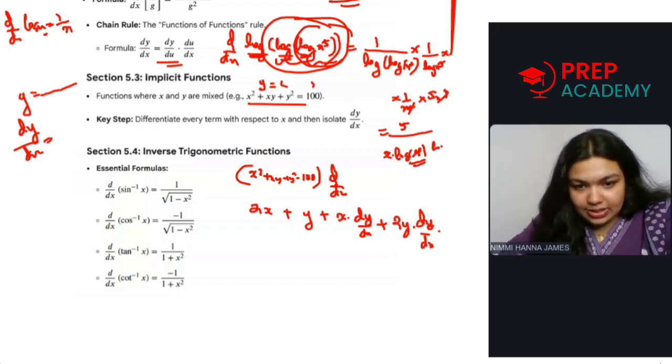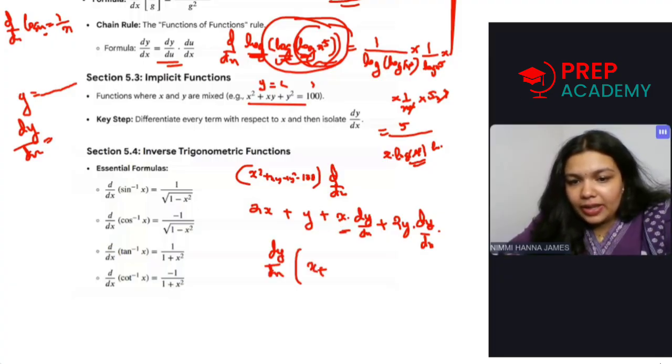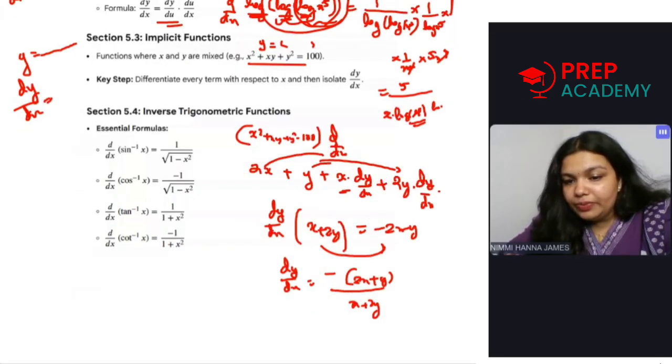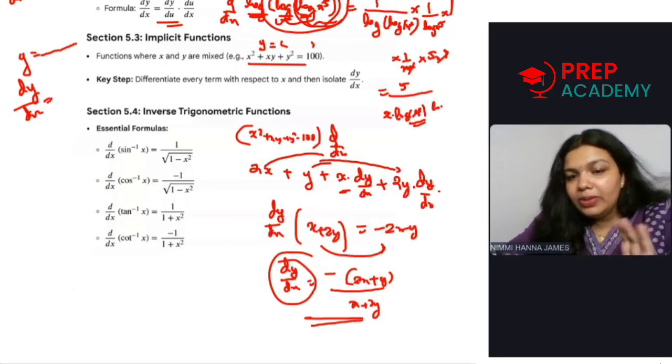So from this, we isolate dy by dx. We have dy by dx common to both of these terms, so we take dy by dx outside of them, and the remaining is x plus 2y equal to, taking both of these to the right side of the equation, minus 2x minus y. Then dy by dx is equal to, taking minus outside, minus 2x plus y by x plus 2y. So this is the differential. We got dy by dx finally.